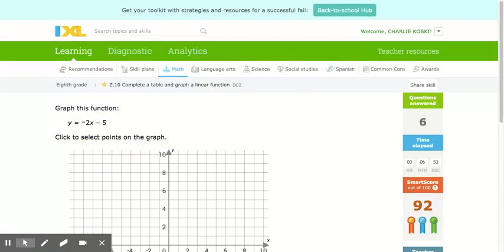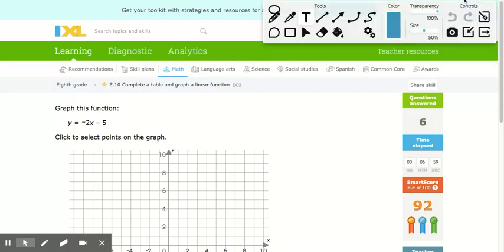Now here I have negative 2x minus 5. So what I might do is I would say, okay, maybe I'll try 0. So that would mean negative 2 times 0 minus 5. So that means I would get negative 5. So I end up with the point 0, negative 5. Then maybe I would also try the point, say 2.